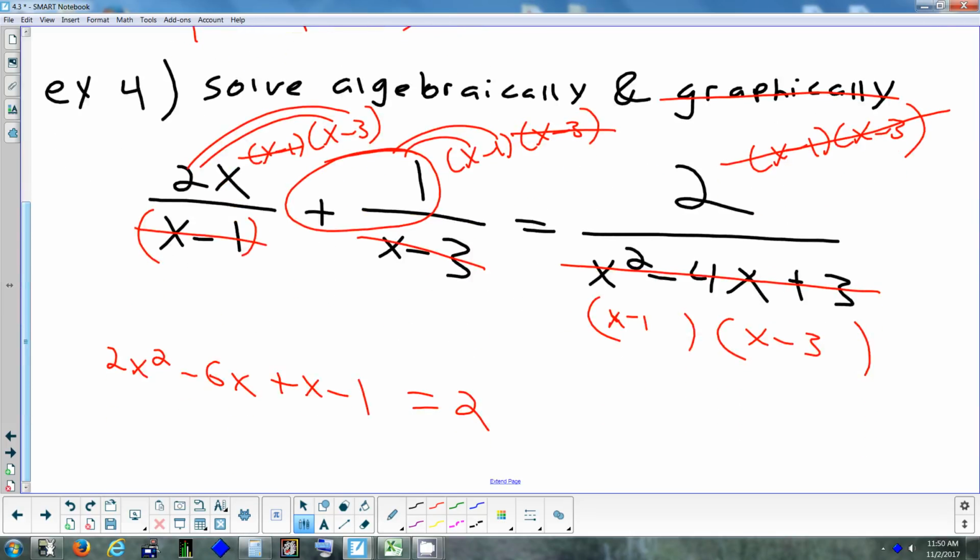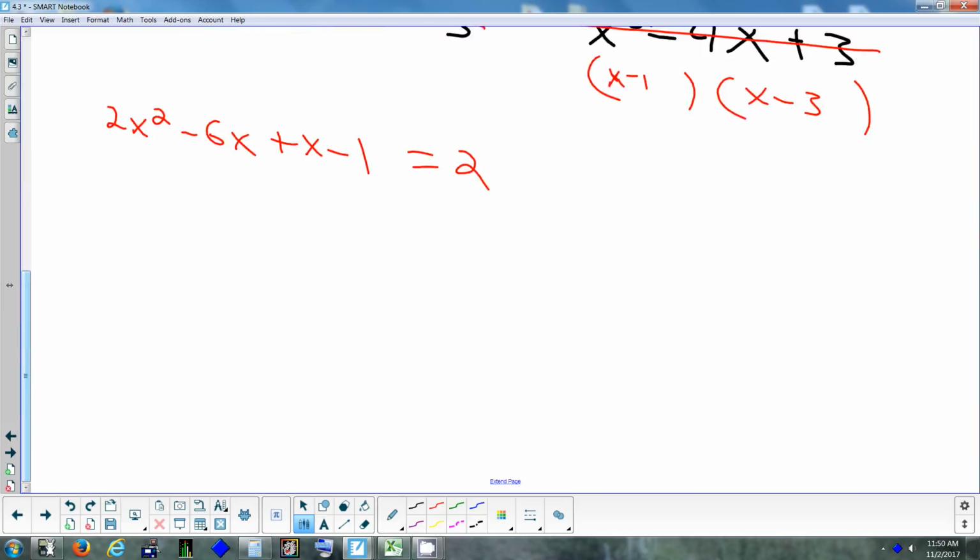And now what kind of equation is that? It's a quadratic. So just solve it just like we always do. If we can factor it, that'll be good. If we can't, we'll use the quadratic formula. I think this one will factor. So it's 2x squared minus 5x, and then negative 1 minus 2 is how much? Negative 3. Okay, so let's try to factor it.